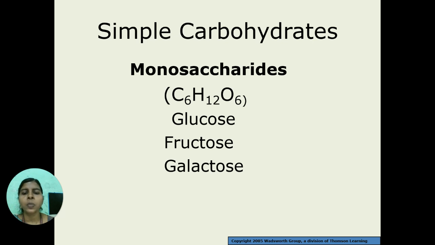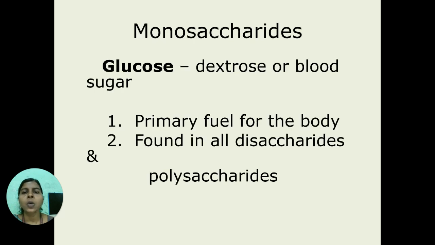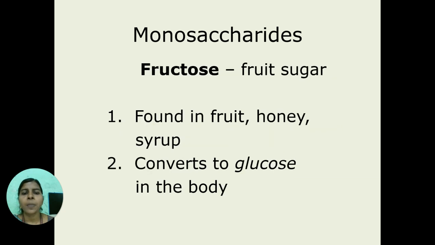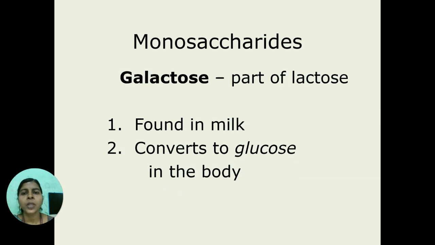The best examples are glucose, fructose, and galactose. Glucose is an aldose sugar or aldehyde sugar. It is a primary fuel for the body. It is found in all disaccharide and polysaccharide units. Fructose is a fruit sugar. Generally, it is found in fruit, honey, and syrup. It converts to glucose in the body.